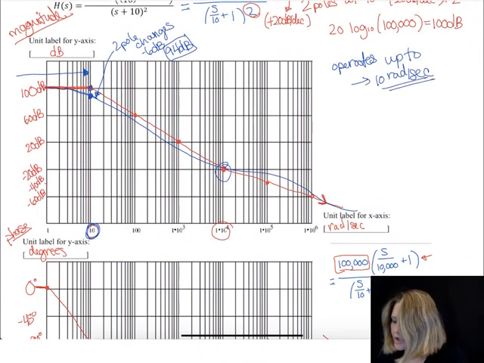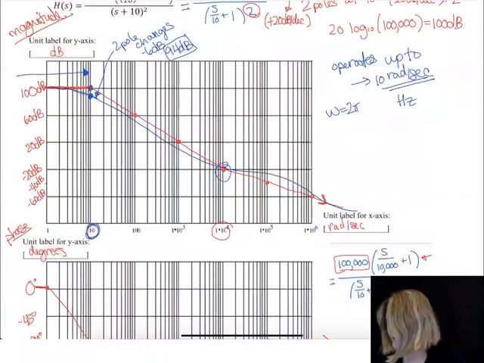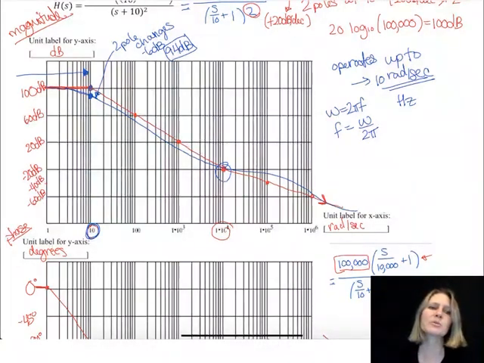And again, we can change that into hertz. Remember, omega in radians per second is equal to 2 pi f. So f would be omega over 2 pi. And that is usually a number that's more familiar to us. So we can convert that if we want.